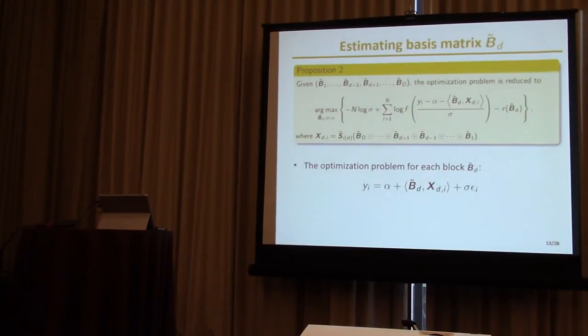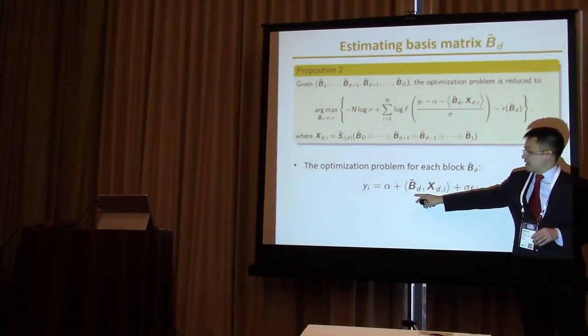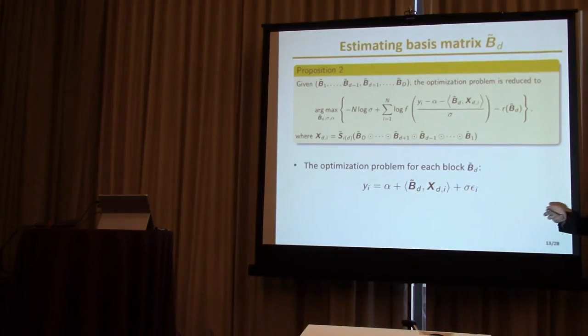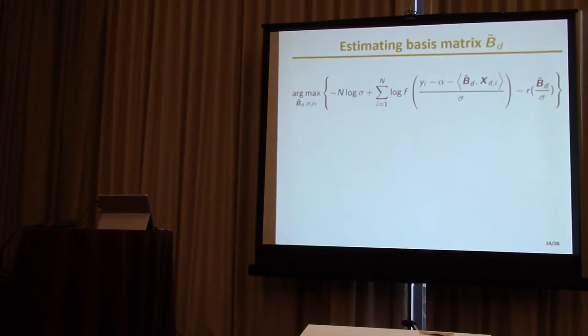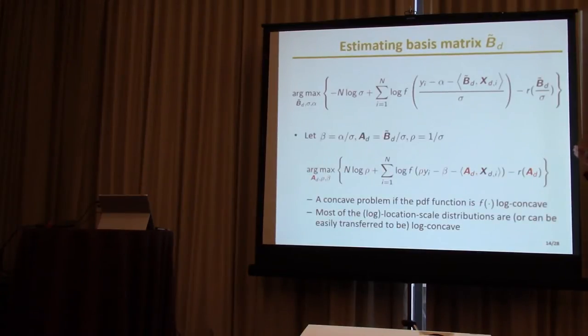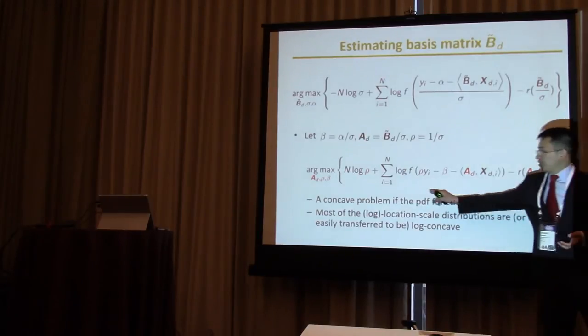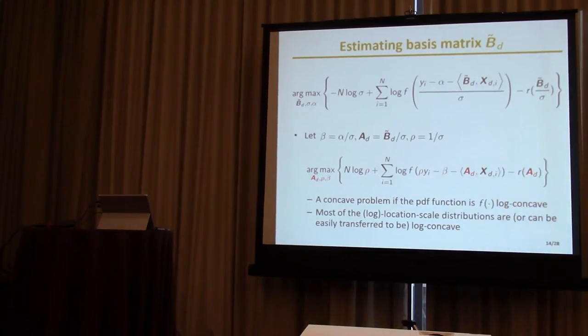Let's say we want to estimate the basis matrix BD tilde. This proposition says that the original regression problem can be simplified to a simpler regression problem here, with the block BD as the coefficient we want to estimate. But this problem is not concave. To address this challenge, we do some transformation, and we can show that after the transformation, the problem can be turned into a concave one if the PDF of the location-skew distribution is log concave.